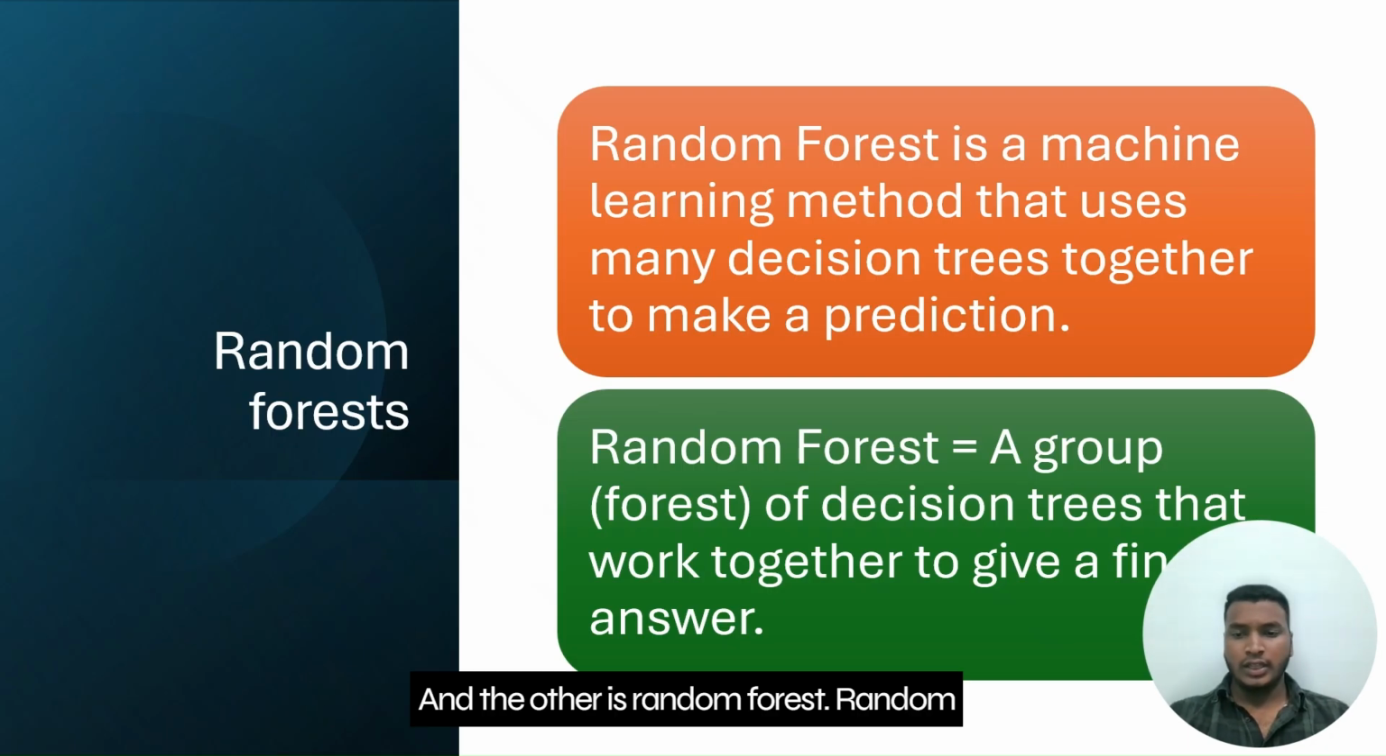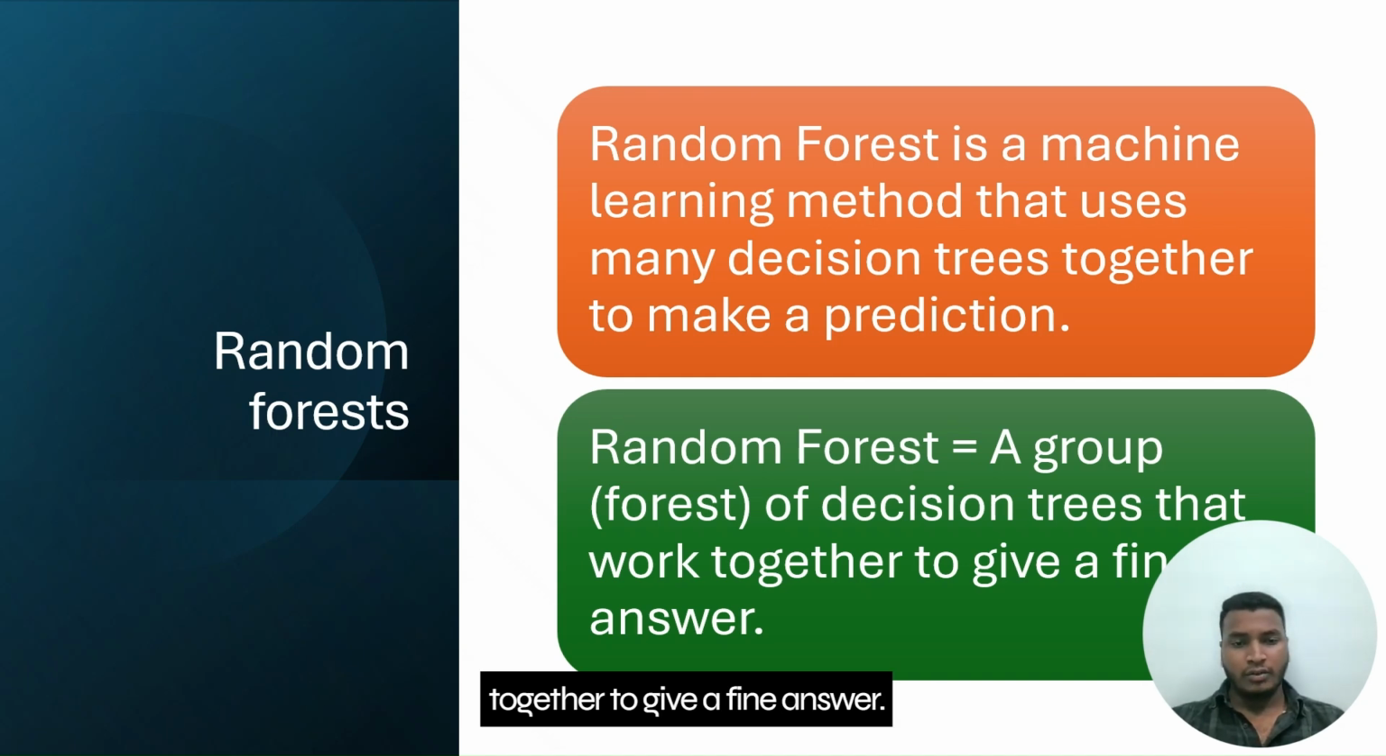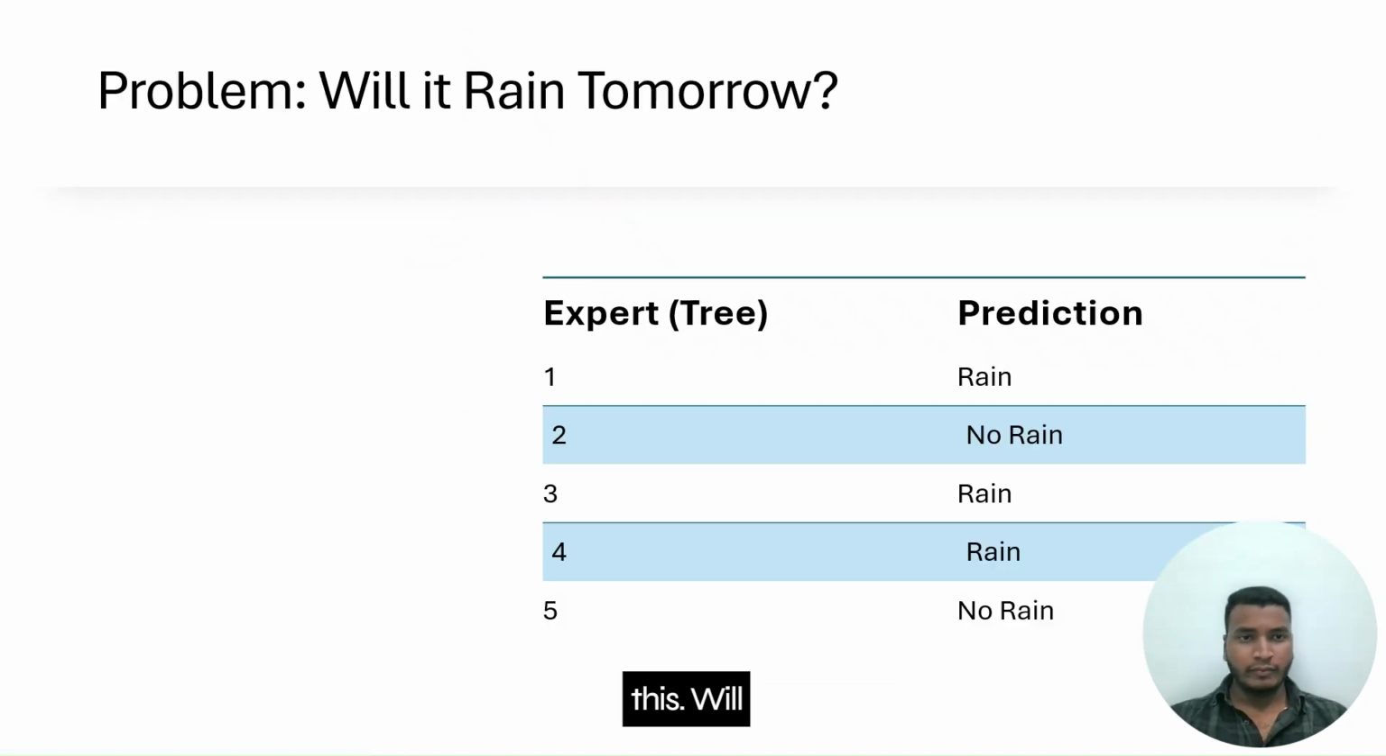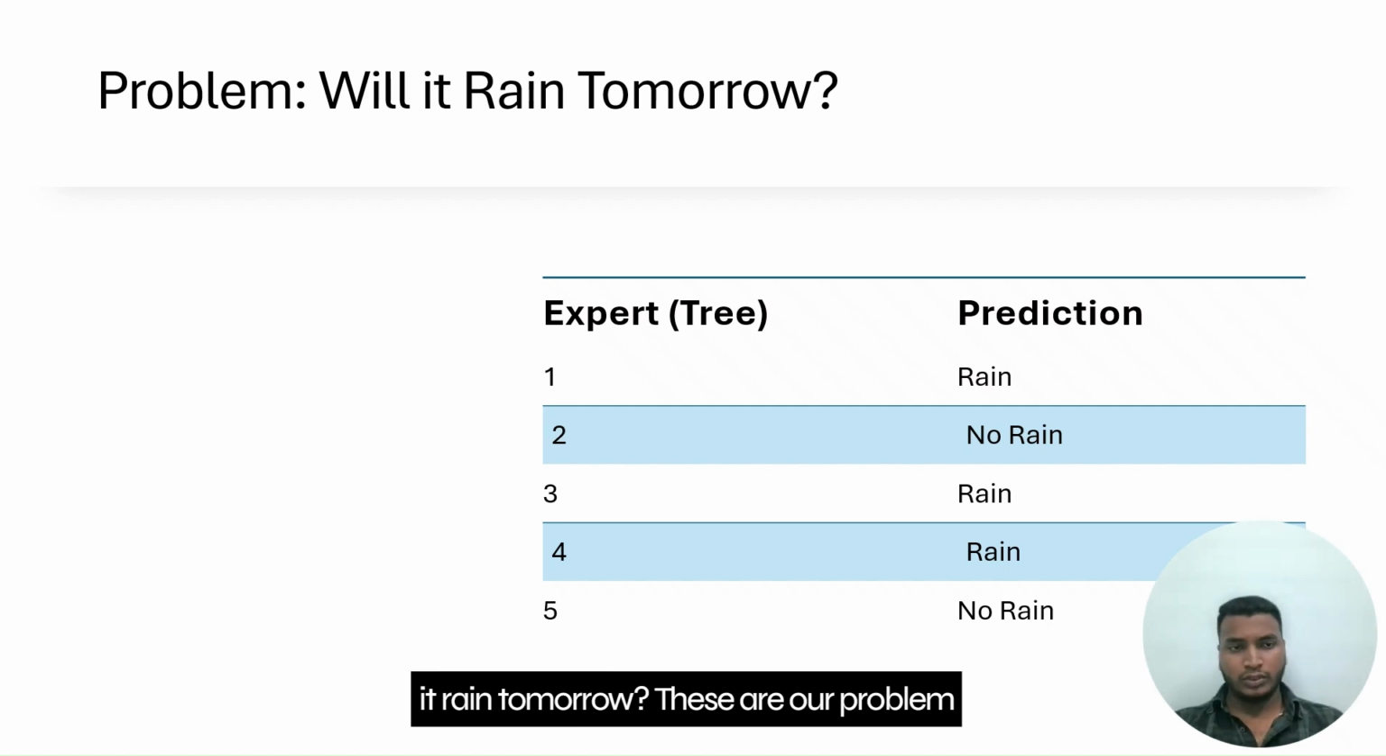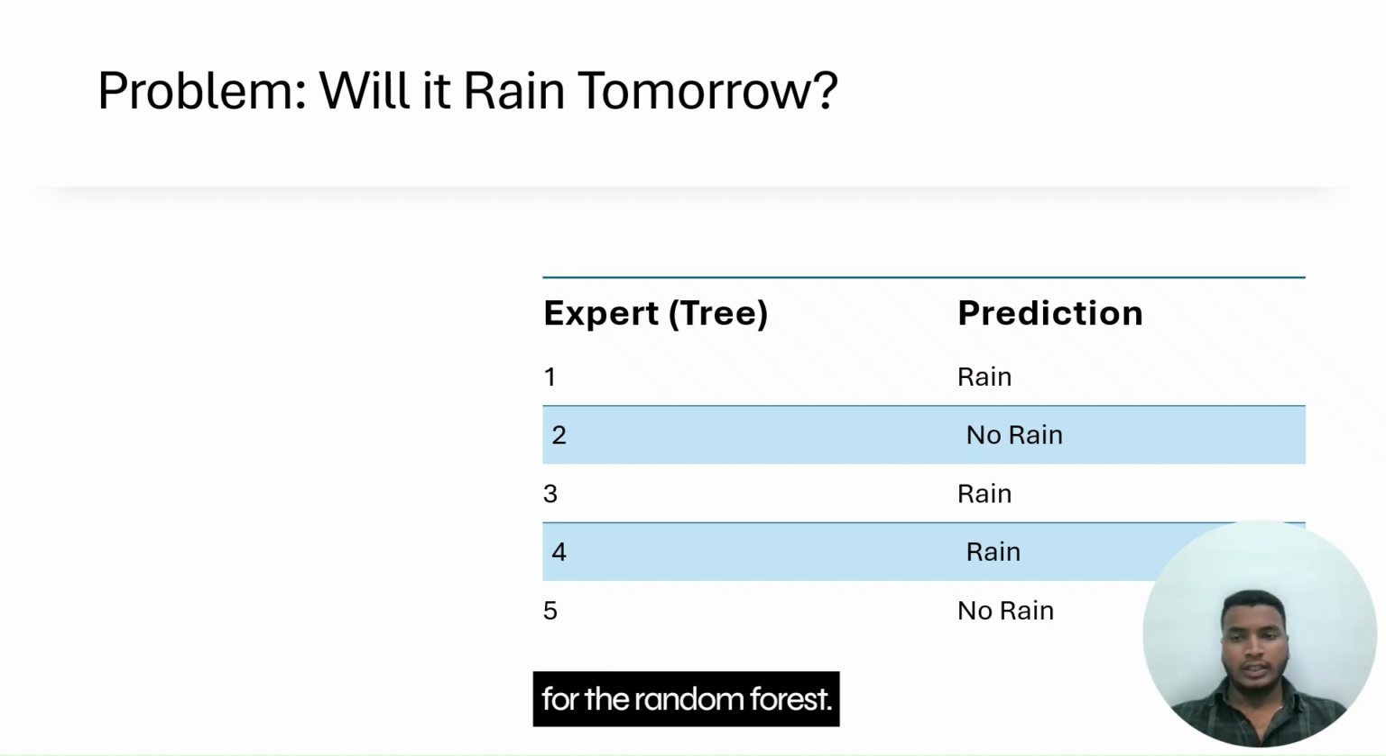And the other is random forest. Random forest is a machine learning method that uses many decision trees together to make a prediction. Random forest is a forest of decision trees that work together to give a final answer. Each tree makes a prediction, and a majority vote decides the final result. Let's do a problem for this. Will it rain tomorrow? This is our problem for the random forest.